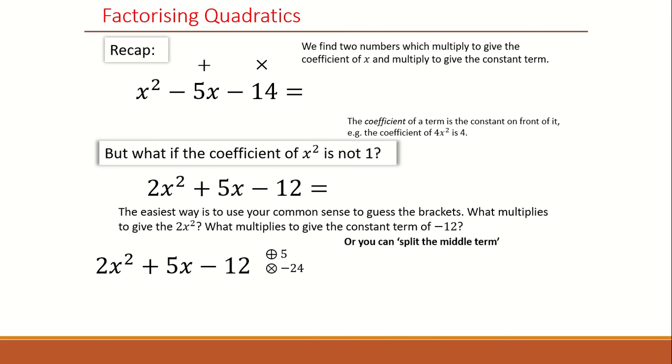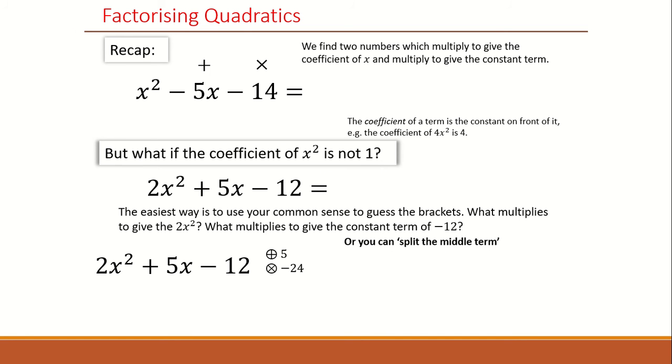Next, we'll go into factorising quadratics. This should be fairly simple, as you should have done this in GCSE quite often. But first, we have to find two numbers which add to give the coefficient of x and multiply to give the constant term. A coefficient of a term is the constant in front of it. For example, the coefficient of x is 5 and the coefficient of x squared is 1.